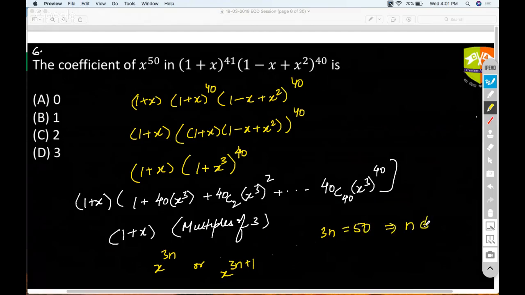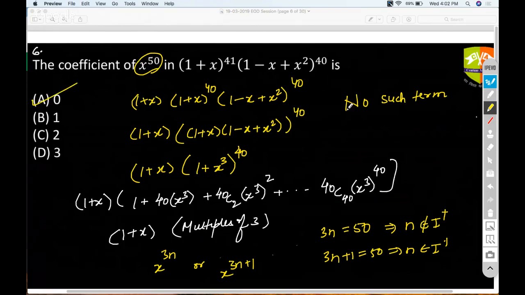This will not give me a whole number value of n. Neither will this give me a whole number value of n. That means there is no such term that would contain x to the power 50. So your answer is going to be 0 in this case. Is that fine? Good. So the first one to answer this correctly was Vaishnavi.